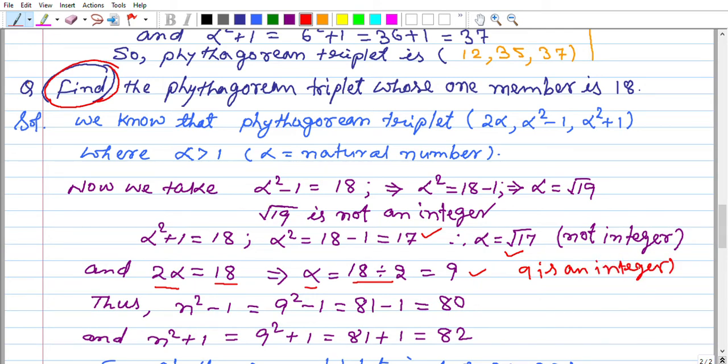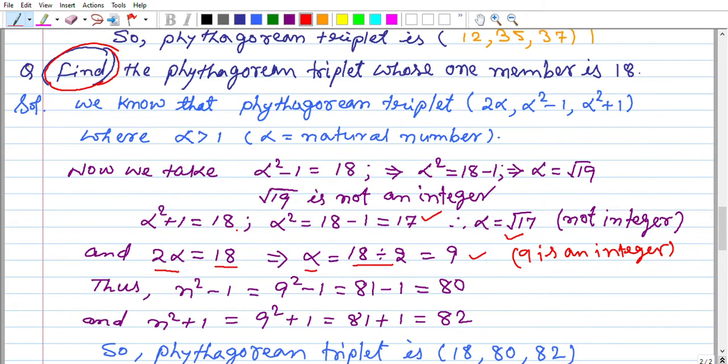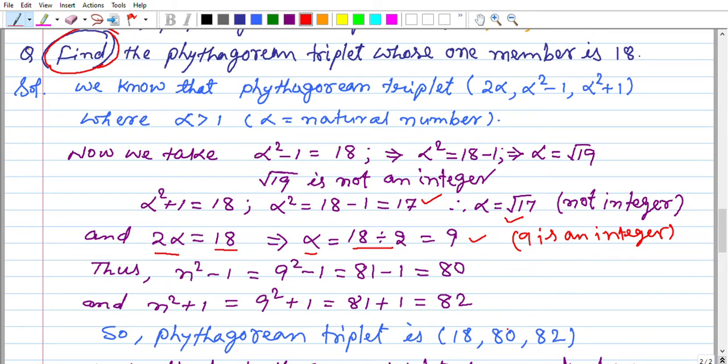So we become happy. Now, one by one we put the values of n in different triplets which are written in the algebraic form.